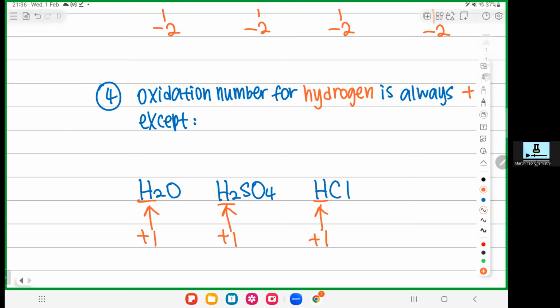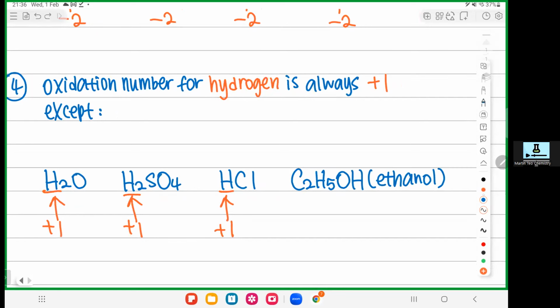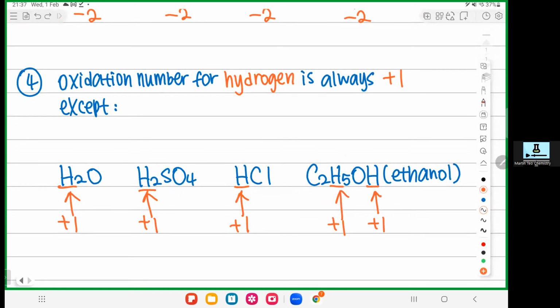So it's +1. Okay? So let's say we go for some very weird substance. Let's say we go for C2H5OH. So this fella is ethanol. You will learn this in your Form 5, Chapter 2. So this fella is an alcohol. So this fella got hydrogen. This hydrogen also +1. This hydrogen also +1. No matter here got 5 hydrogen or here got 1 hydrogen, don't care. As long as you have hydrogen is +1. That's it. Very easy. Hydrogen always +1, oxygen always -2, except special case.